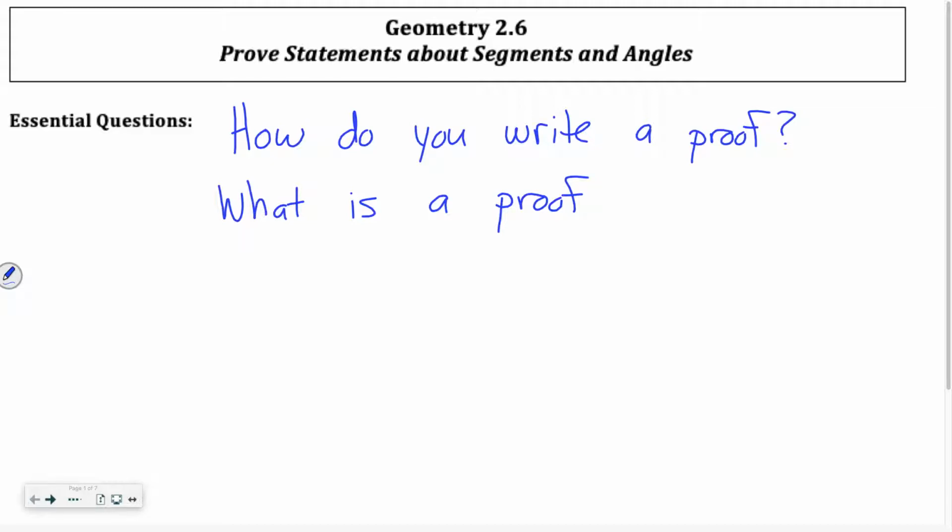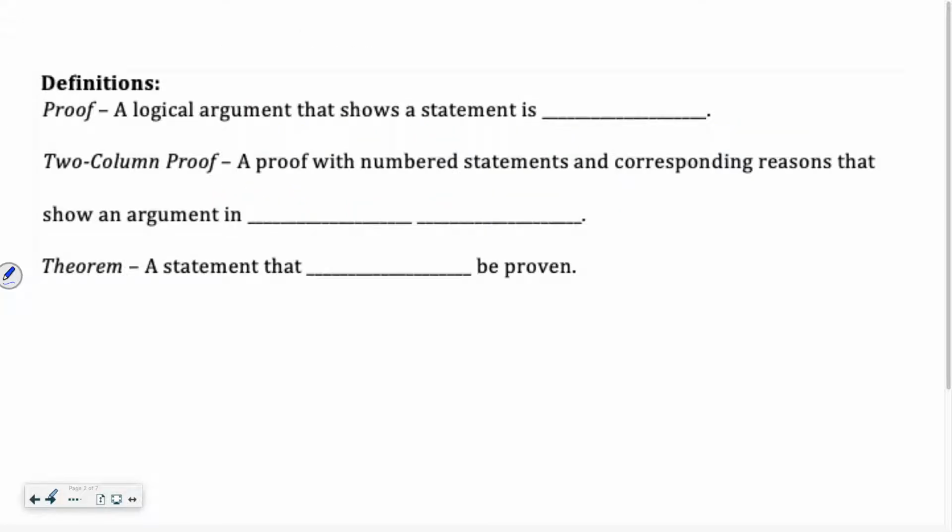Because none of you have probably done these before. So we're going to kind of just intro this, and it's going to take a little while to understand what we're really doing here. So if you struggle at first, just keep with it. You will get better as we go forward. So how do you write a proof, and what is a proof? And we're going to focus on proofs about segments and angles.